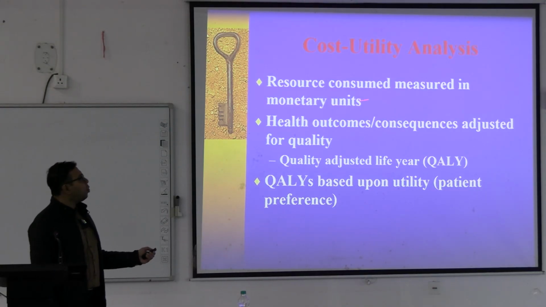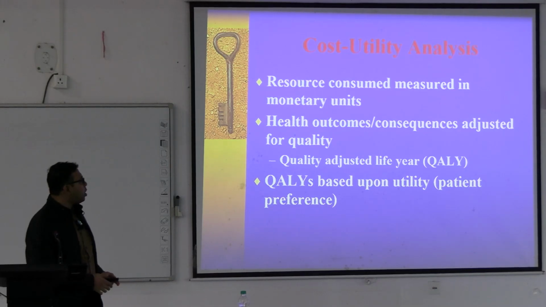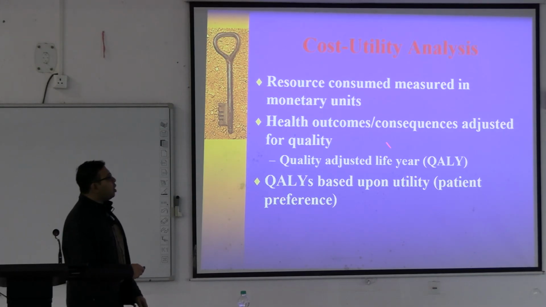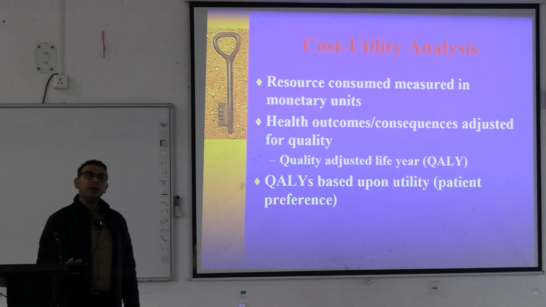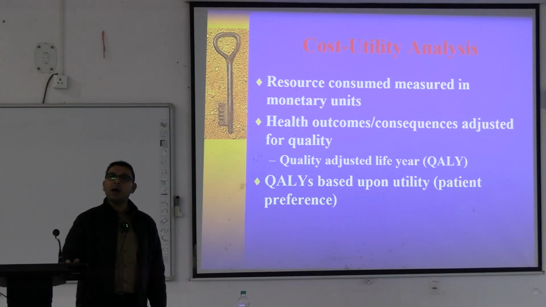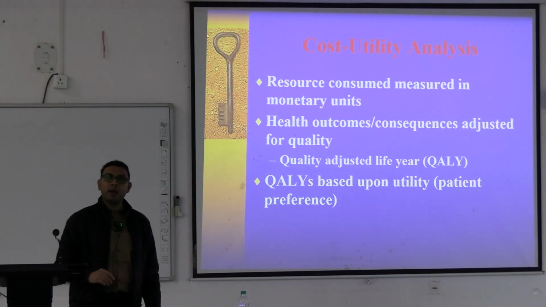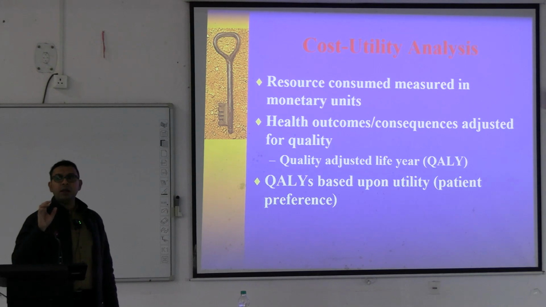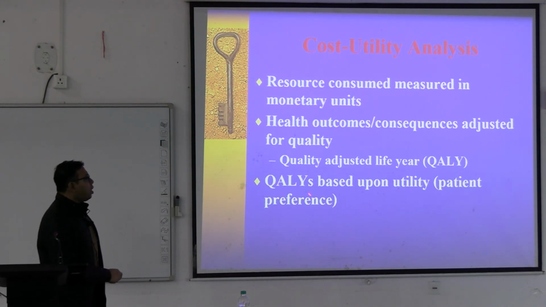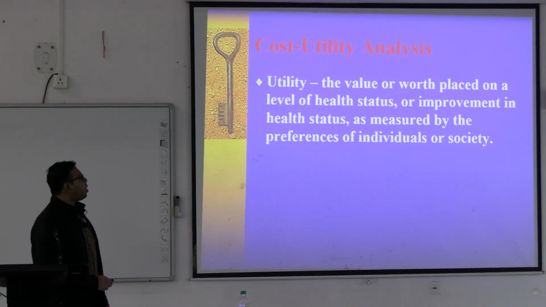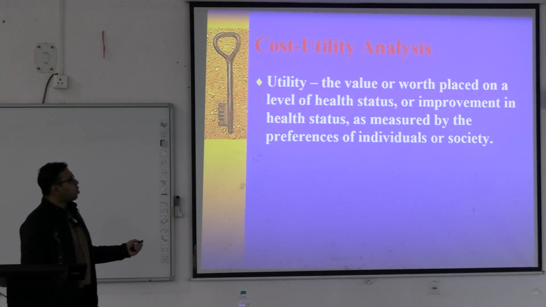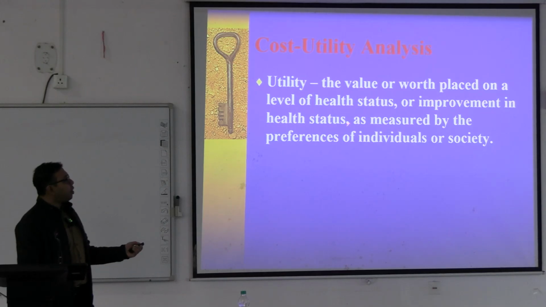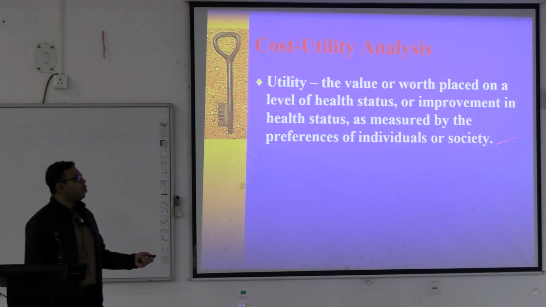Here the resources consumed are measured in monetary units, but the outcomes are mainly measured in quality adjusted life years, that is health related quality of life. This is not in the clinical outcomes or the monetary outcomes. It is measured in terms of quality of life, based upon utility, that is the patient preference. So, what is this utility? It is the value placed on a level of health status or improvement in health status as measured by the preference of individuals or society.